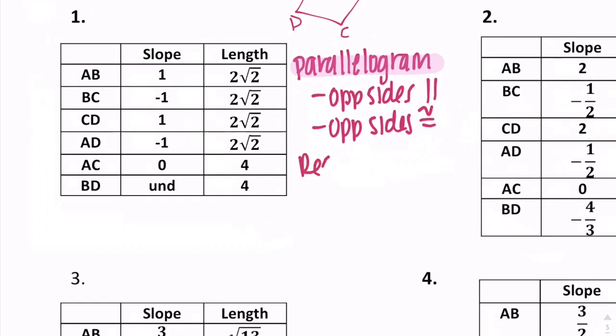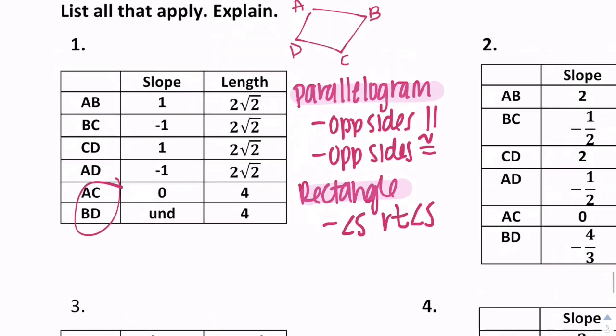Okay, keep going. Rectangle. Is it a rectangle? Well, if it's a rectangle, all the angles are right angles, meaning the slopes need to be opposite reciprocals. They are. So my angles are right angles. And instead of checking that, you could have also checked, are my diagonals congruent? These right here are my diagonals, AC and BD. Are these diagonals congruent? Yes, they are. So that's another test you could have done.